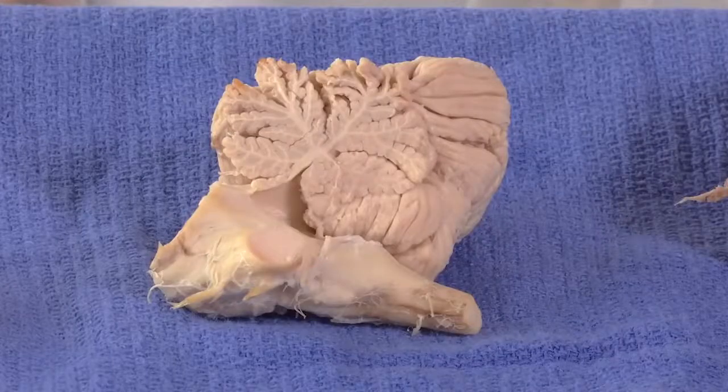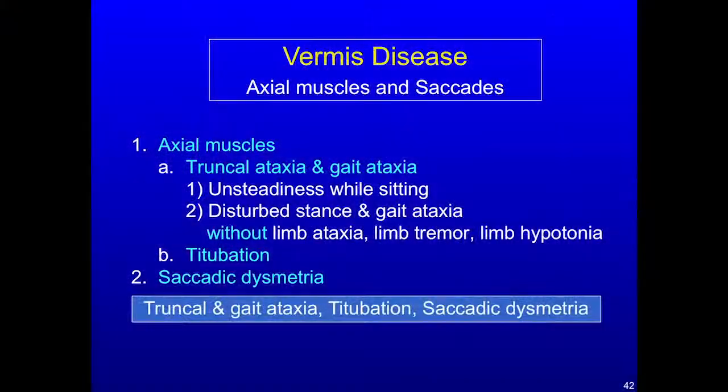Vermian disease involves the midline, and particularly the areas affecting the lower limbs and truncal stability and steadiness. So we see problems of the axial musculature. The body may not be held in perfect position. You may have titubation, and there are sometimes eye problems involved, but we didn't see that.